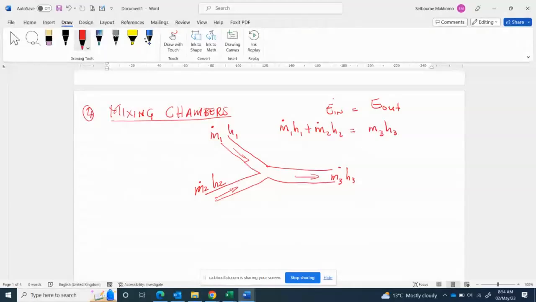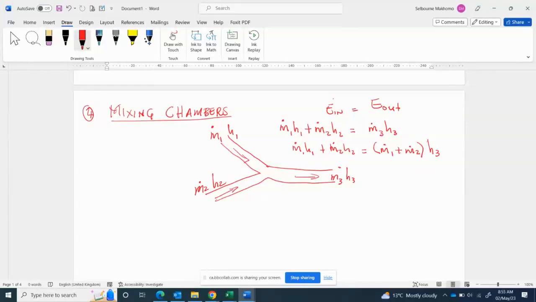That is the energy analysis. Mass analysis is simple. Mass analysis is going to be M1 plus M2 is equal to M3. So from here, we can continue and say M1 H1 plus M2 H2 is equal to, M3 is equal to what? M3 is M1 plus M2, multiplied by H3.